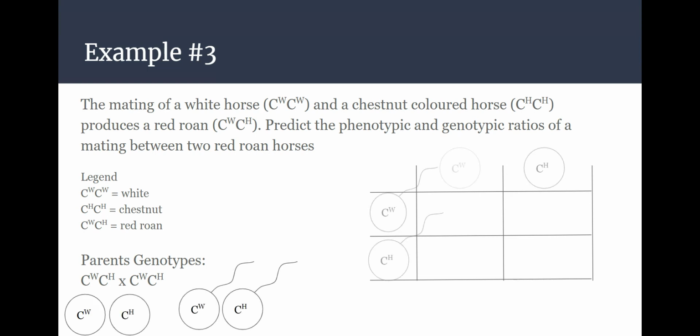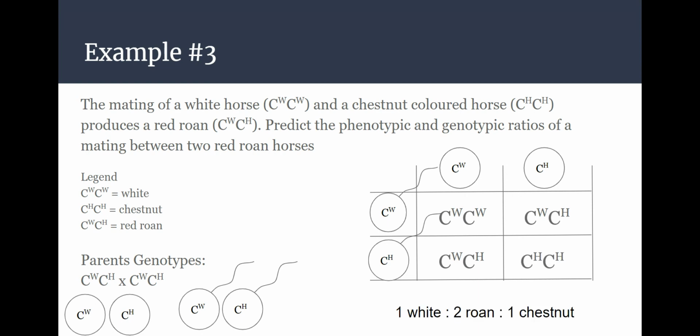I'm making my gametes and putting them into my Punnett square. So I now have two horses that are roan mating. What are my possibilities? Well, the first one I could get is a white horse. I could get a roan horse. I could get another roan horse, or I could get a chestnut horse. So in this case, we have a 1 to 2 to 1 ratio, okay?